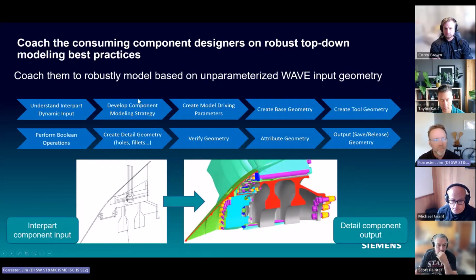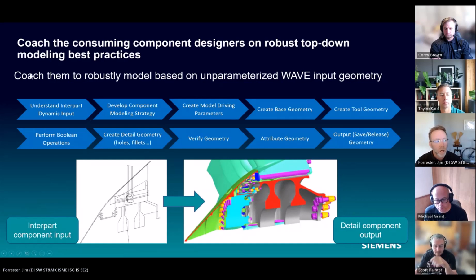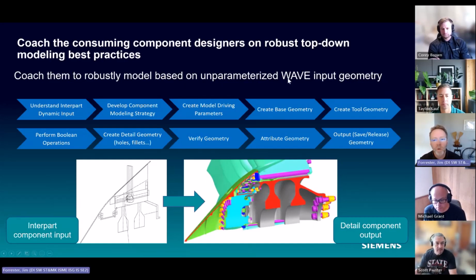Again, from a coaching point of view, coach the consuming component designers on robust top-down design modeling best practices. Coach them to robustly model based on unparameterized waved input geometry. In other words, the things that they will be getting as top-down input in their component file, they don't actually own. How are they going to model based on that? You need to teach them how to do that. And I find in general, I'm not going to go over these in detail, but if they follow this kind of modeling process flow, they'll be fine.